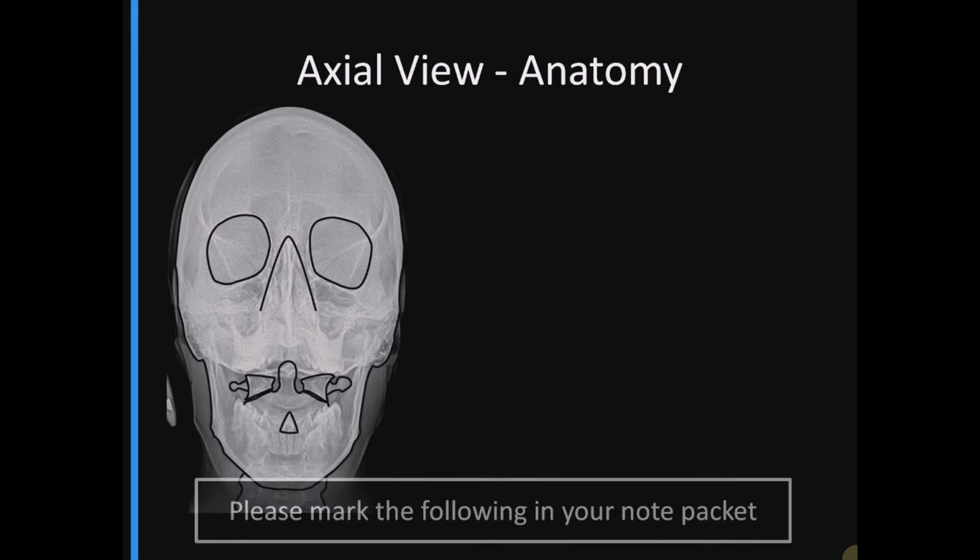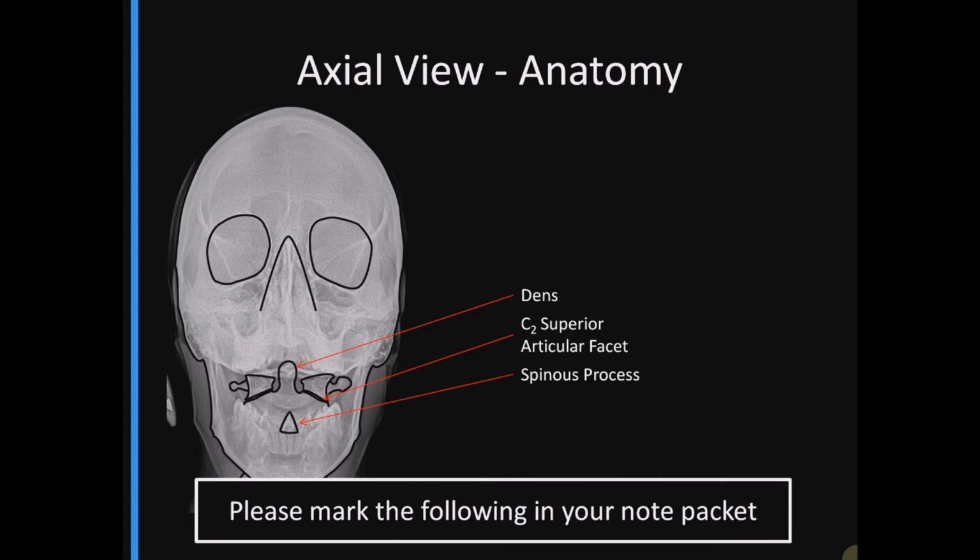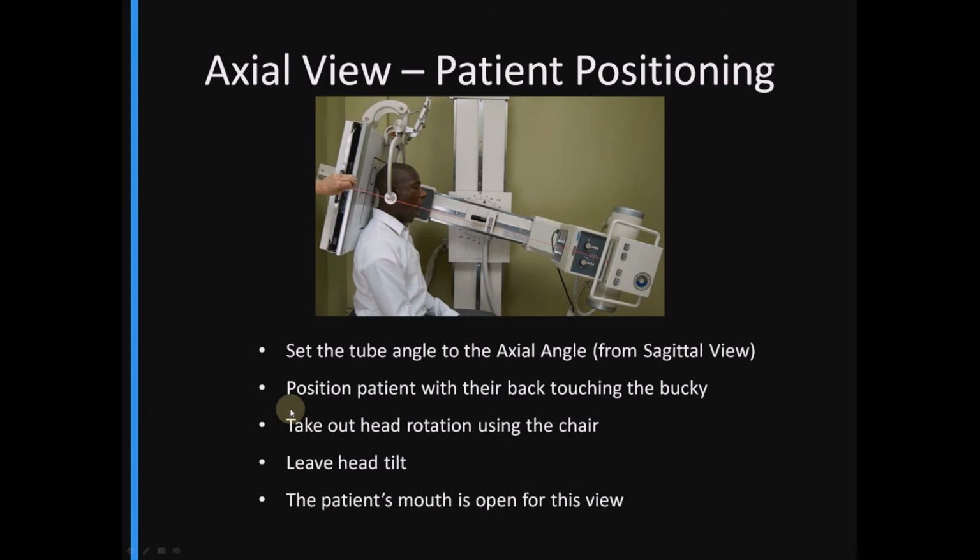The anatomy that we're looking at is the dens, the C2 superior articular facet. So we have the dens here, superior facet or mass here, spinous process here, and the tube angle that we're going to set the axial X-ray at will be from the sagittal view, which we call the axial angle. We preset that into the X-ray tube.